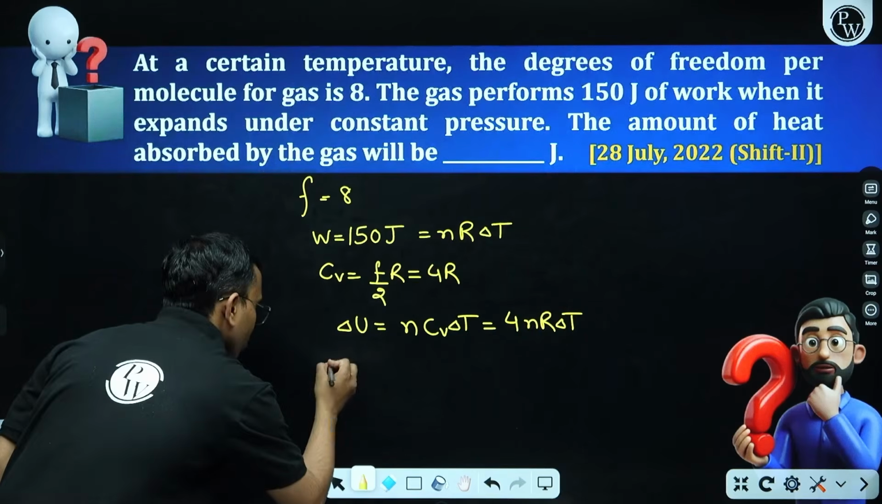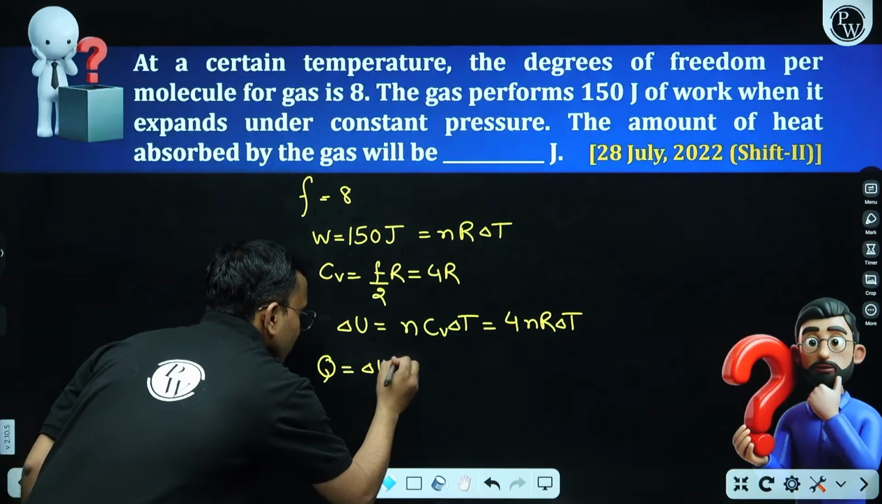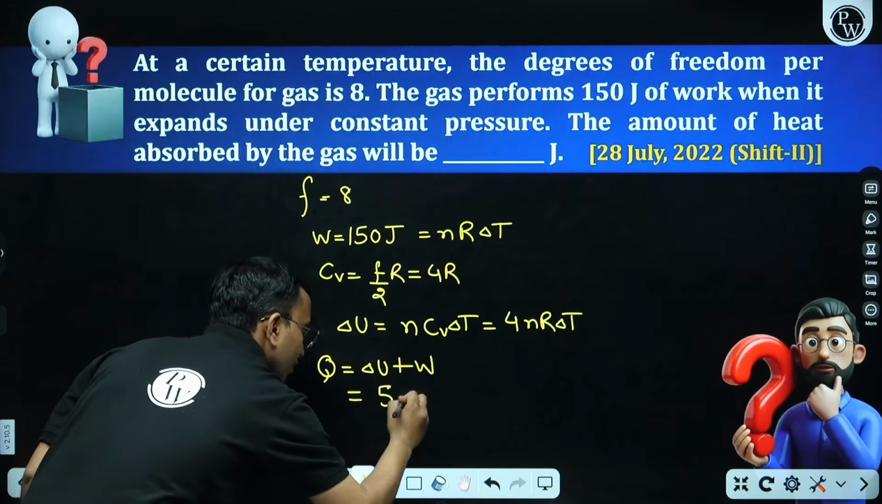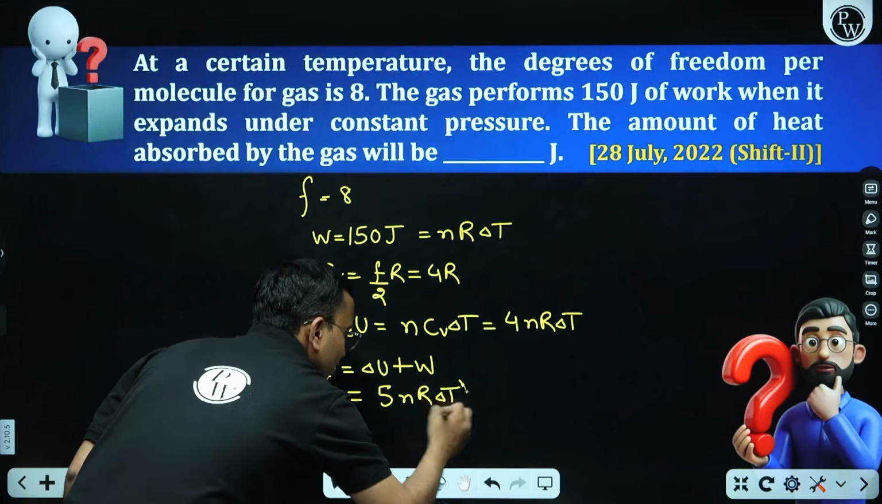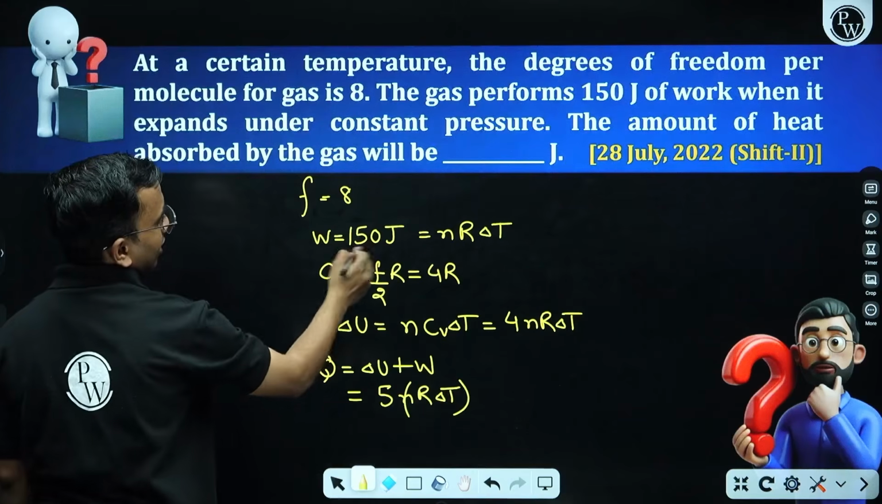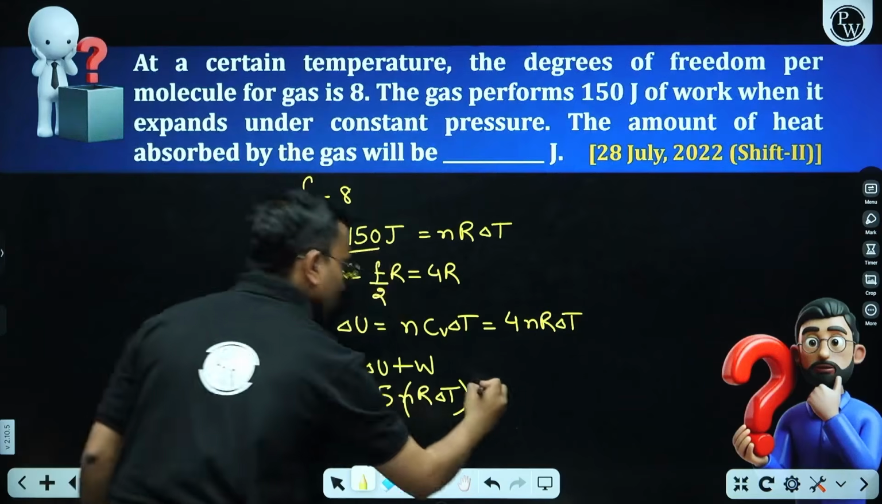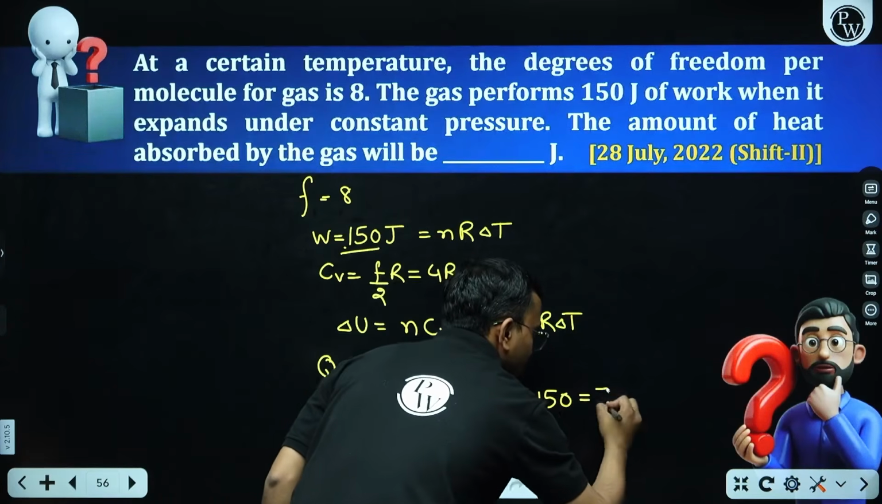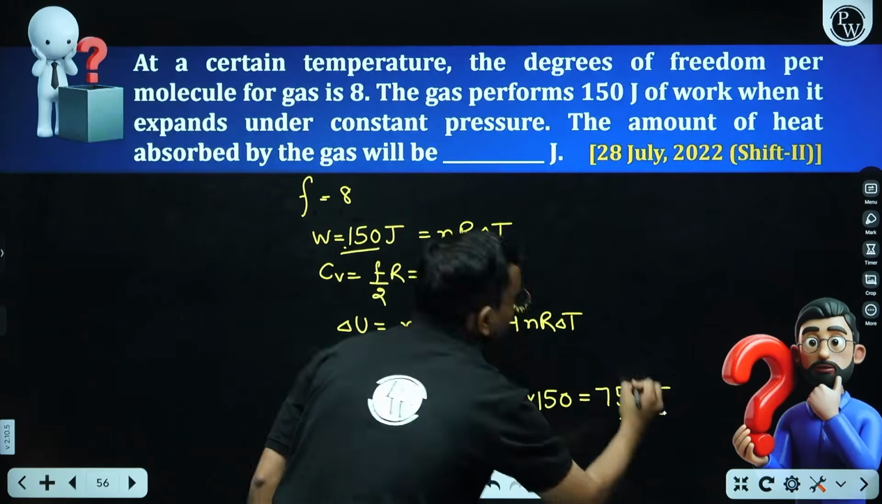So what is Q? Q is equal to delta U plus W. Delta U is 4 nR delta T. This is nR delta T, so this is 5 nR delta T. What is nR delta T? nR delta T is 150. So this will become 5 into 150, which is 750 joules.